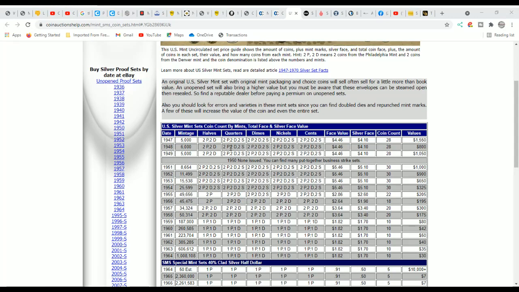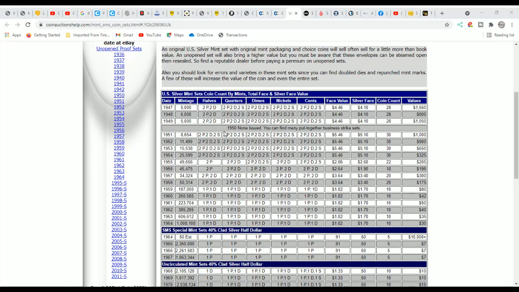and the mintages. This is a pretty cool little chart that I put together. It took me a little bit of time and research to make sure I got it exactly right. But when you're looking at this, 28 coins is in this set. You see it right here? And only 5,000 minted.